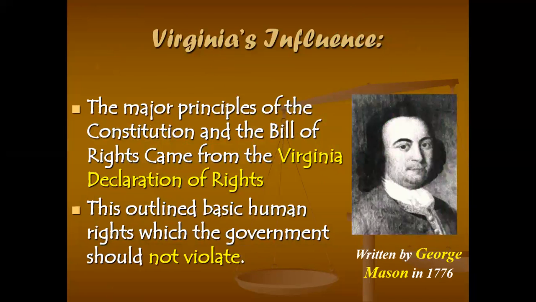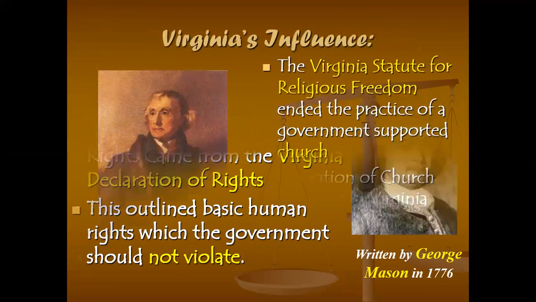So, major principles of the Bill of Rights come from the Virginia Declaration of Rights, which was written by George Mason, 1776, and it outlined basic human rights that the government should not be allowed to violate. So basically reinforcing the life, liberty, and pursuit of happiness from the Declaration of Independence.